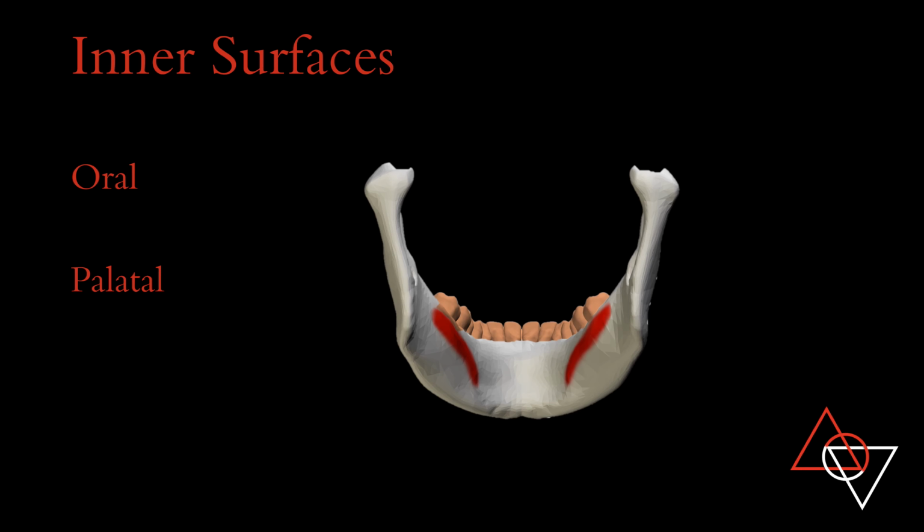You can also use palatal surface, or you can call it lingual. Now, palatal surface refers to the upper teeth, so the teeth in the upper jawbone. Lingual surface is usually used for the surface of the lower jawbone or the mandible.